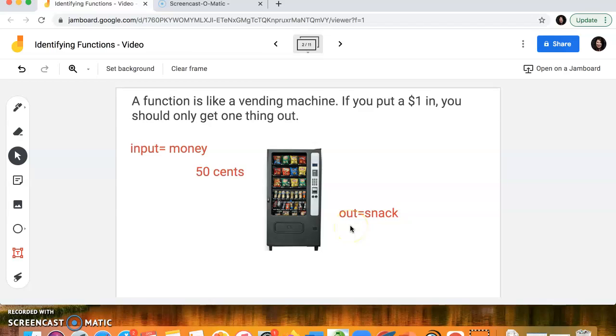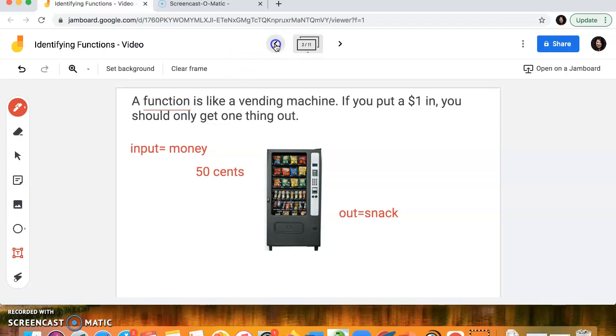Okay? What normally happens is you only get out one thing in a vending machine. Now, sometimes you get lucky and two things come out, but that's not how a vending machine is supposed to work. The way a vending machine is supposed to work is that you put in money and only one thing comes out. That is why a vending machine is an example of a function.